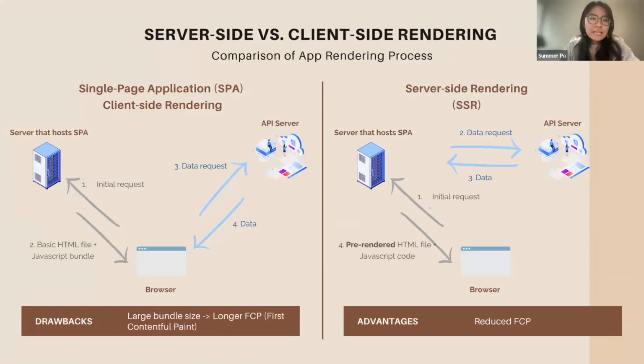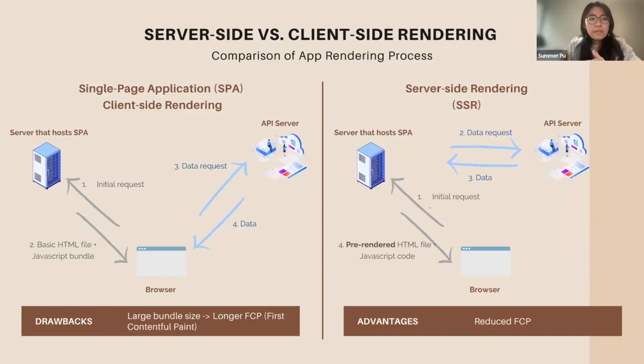So SSR mitigates these issues by rendering the initial page in the server itself. If we look at the diagram on the right-hand side, after receiving the initial request, the server sends the pre-rendered HTML file to the browser along with the JavaScript code. When the user requests the app, the server will first fetch the data from the backend. Then it will render the page and send the HTML file to the browser.